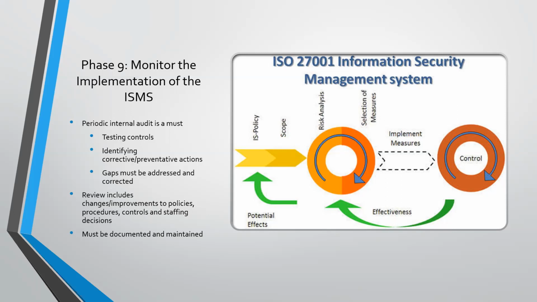based on gap analysis. To be effective, the ISMS needs to be reviewed by management at periodic intervals. The review follows changes and improvements to policies, procedures, controls, and staffing decisions. This important step in the process is project management review. The results of audits and periodic reviews are documented and maintained.